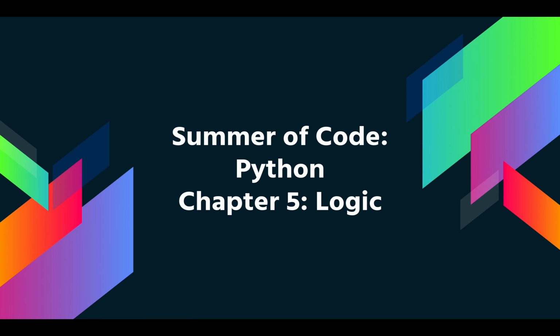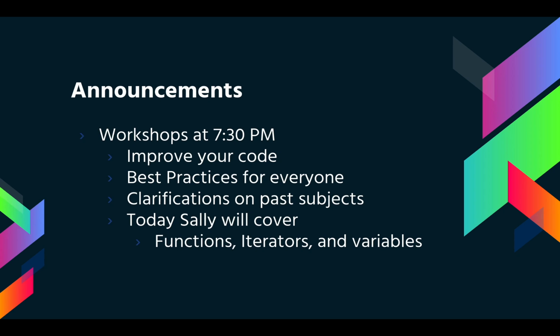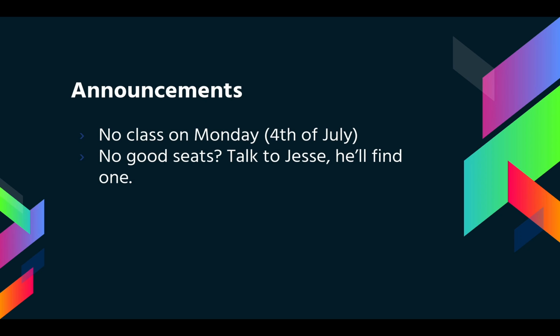We're talking about Chapter 5 and logic today. Some announcements first. We have workshops every day at 7 o'clock. The slide says 7:30, that's incorrect. The purpose of the workshops is to improve your code, to talk about best practices, clarify past subjects, and today's section will cover functions, iterations, and variables.